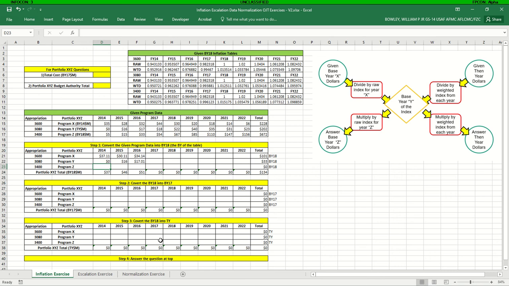So for this first one, for the inflation exercise, I already provided some of this information. If we get program Z here, which is already in base year 18, converting it to base year 18 would actually just be dividing by this raw index from 18, which is 1, so there's no change to that. So if we just enter this, we can grab all 3 of these.